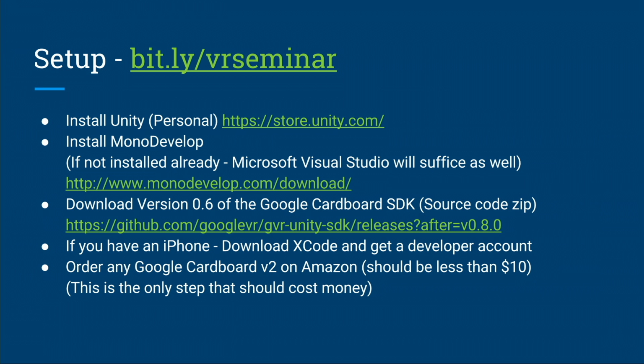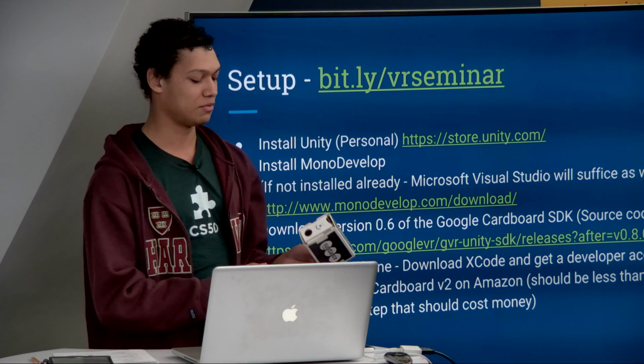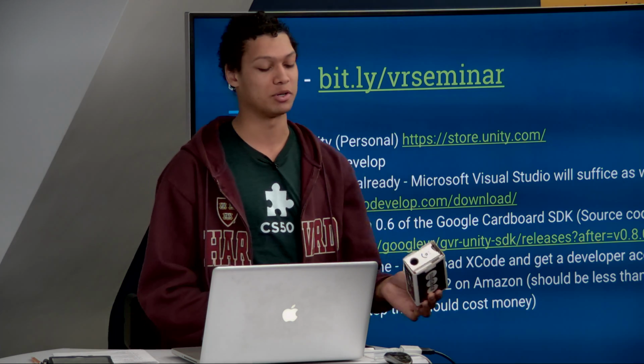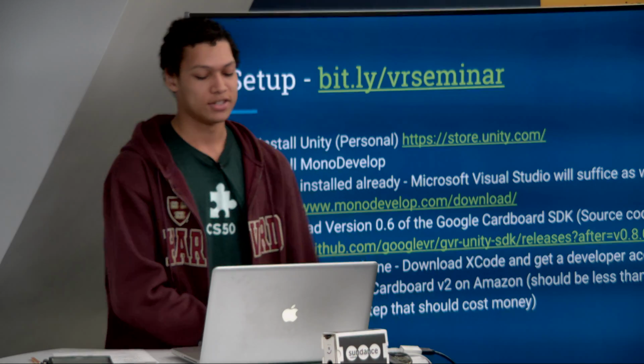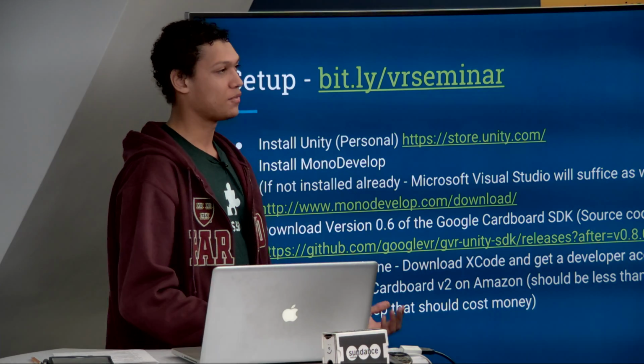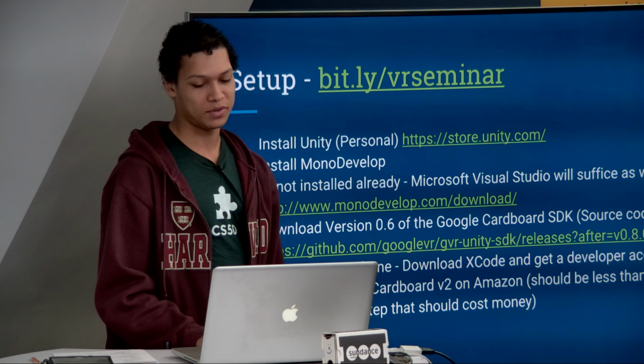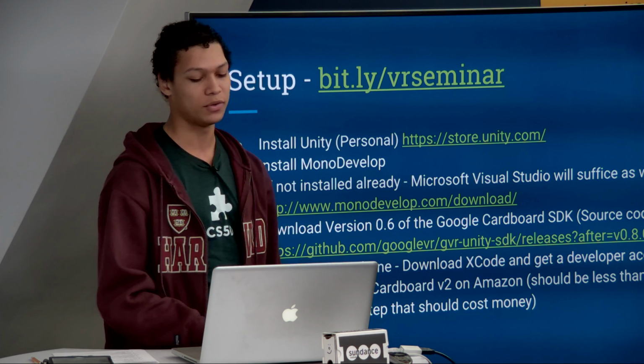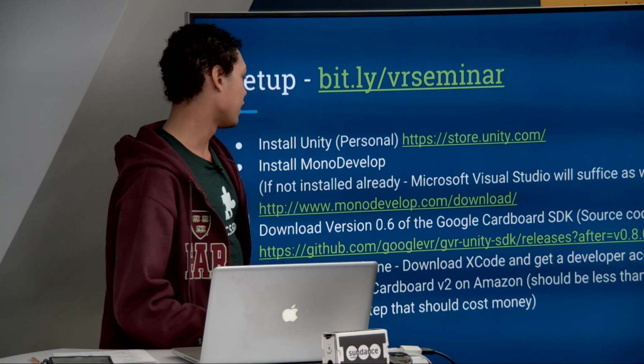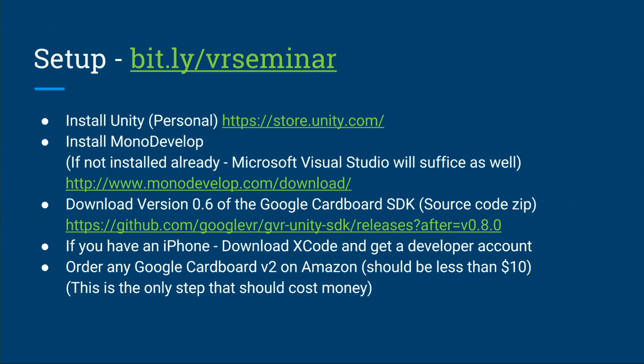And then in terms of actually using Google Cardboard, Google Cardboard is this thing right here. It's a virtual reality device. It unfolds and becomes a little box that you can put your phone into. You're going to need to download the SDK for Google Cardboard, and that will be a source code zip folder, and you can download it at this URL here, or this one here.